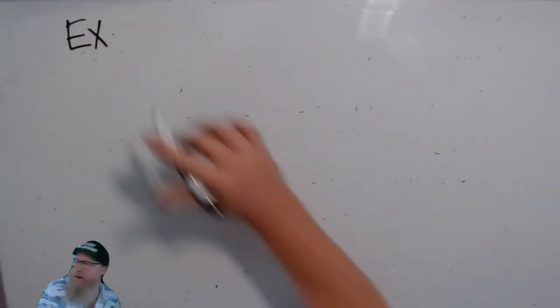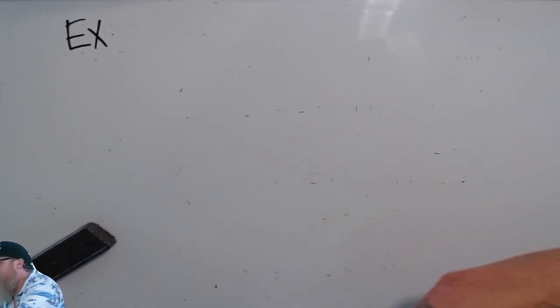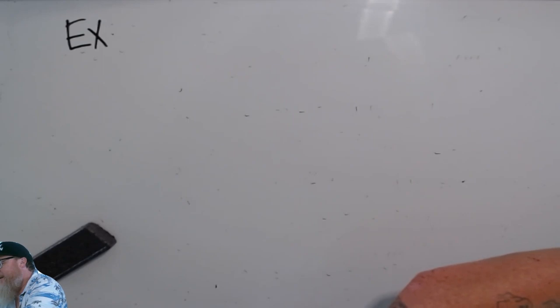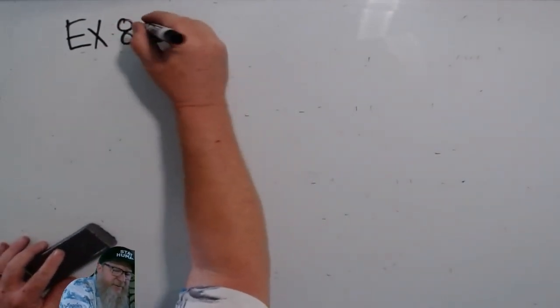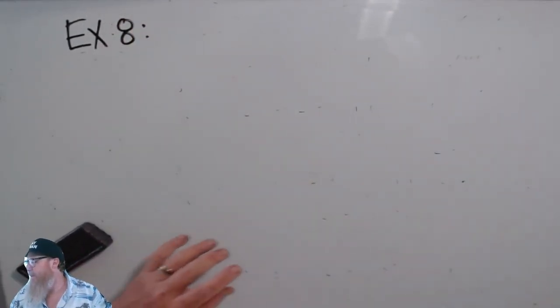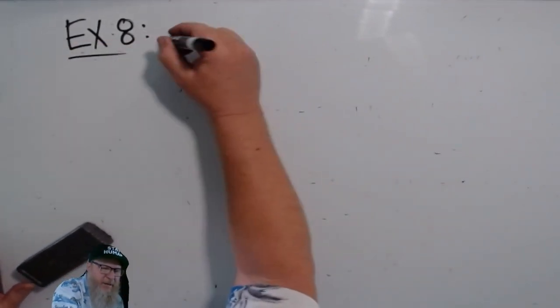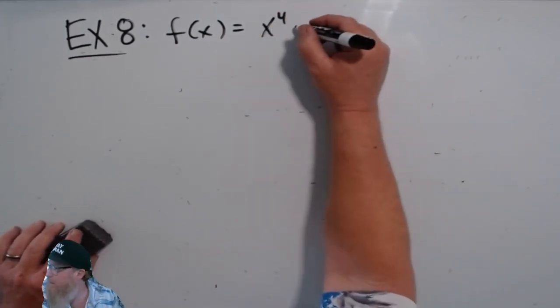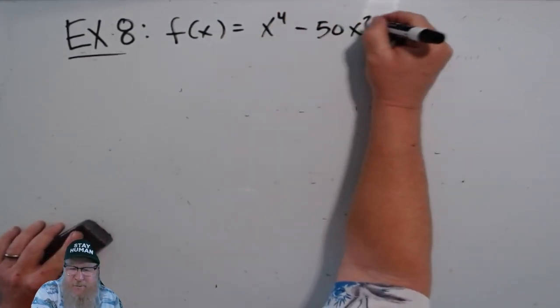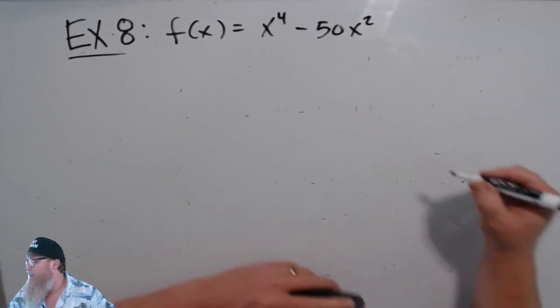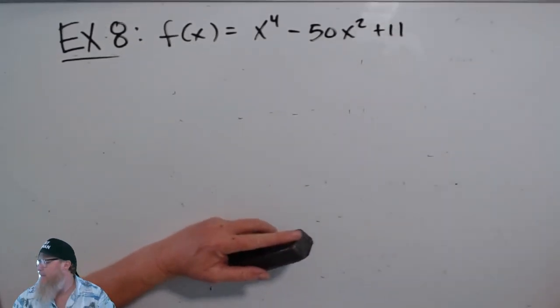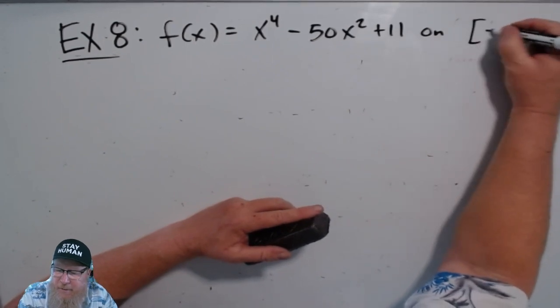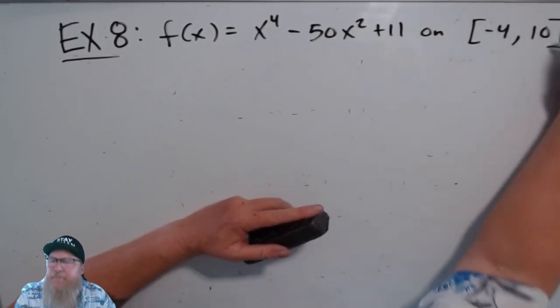All right, let's do another one. Shoot, I lost track of where I'm at. Let's see. So we did 2, 3, 4, 5, 6, 7, 8. I hope I'm not off by too much, but I think we're at 8. x to the 4th minus 50x squared plus 11 on the interval -4 to 10.